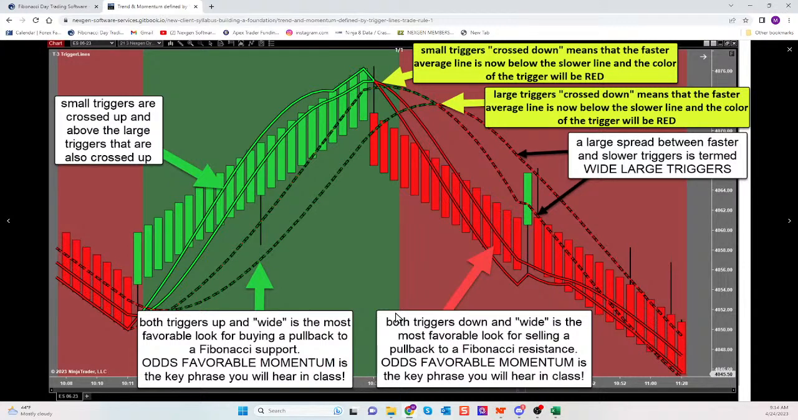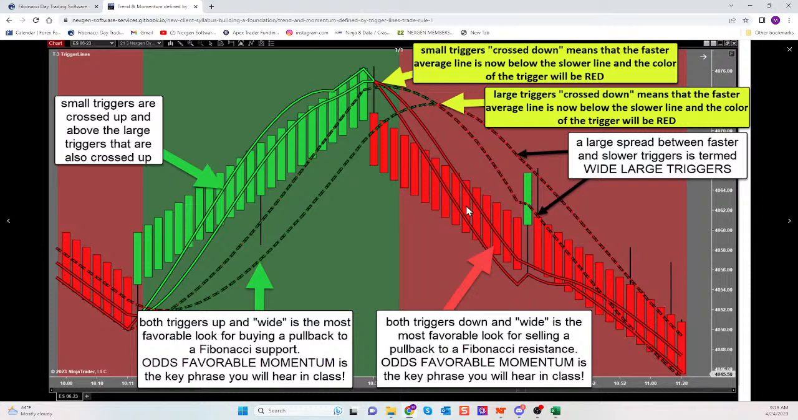And the first rule says that you have to have strong triggers. In an uptrend, when your background is green, strong triggers mean that your small triggers, the faster moving triggers, are above your large triggers, these dash triggers. And it's the space created between the two that let me know that the odds are favorable for the market to continue in the direction of the trend. And you'll hear that in class a lot. Odds favorable momentum. Did I have odds favorable momentum going into that trade? If the answer is yes, well, you're already a third of the way to being successful, right?